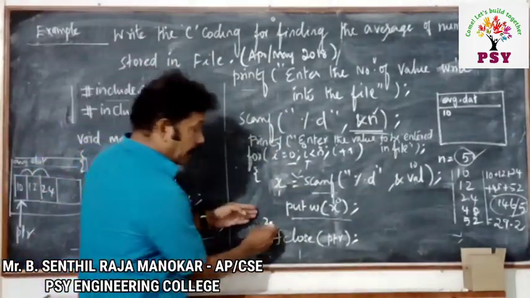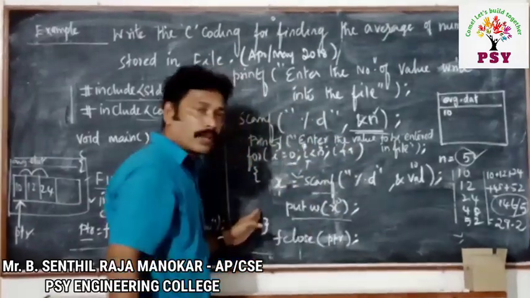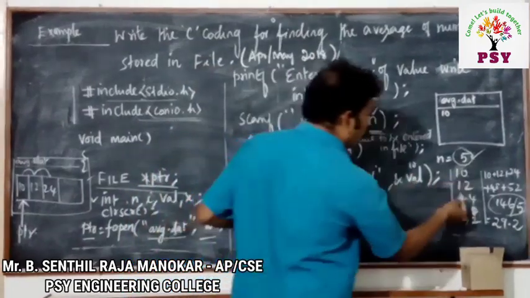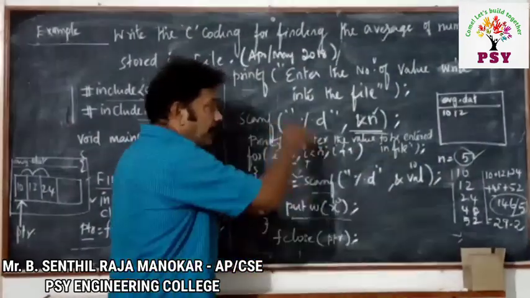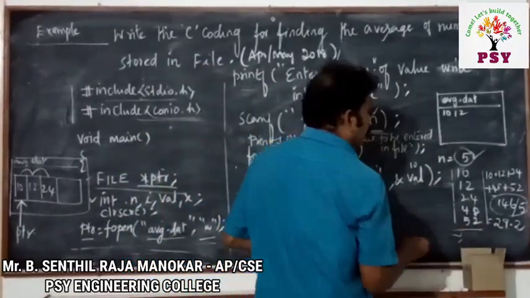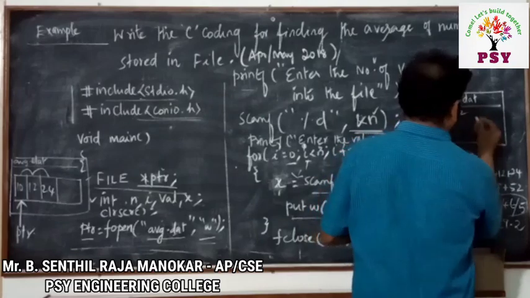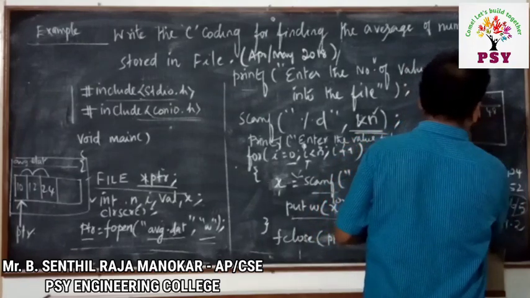Then it comes back to i++. So the i value will be 1 here. Then again it will get another value, that value is 12. It will continue until the last value, 5 values in all. So the file has 5 values: 10, 12, 24, then 48, then 52.